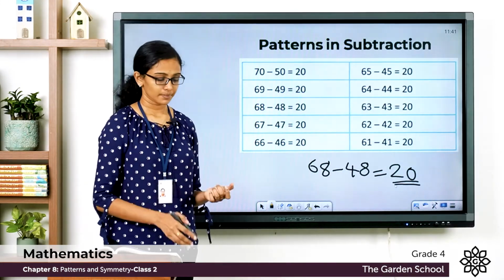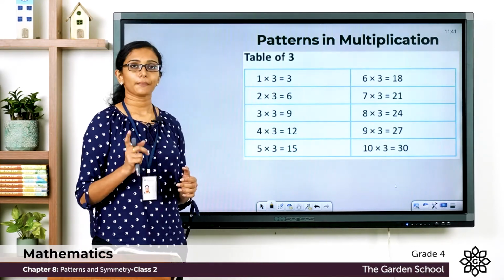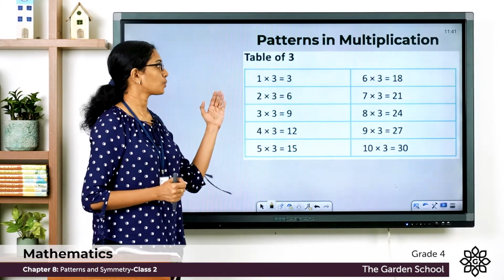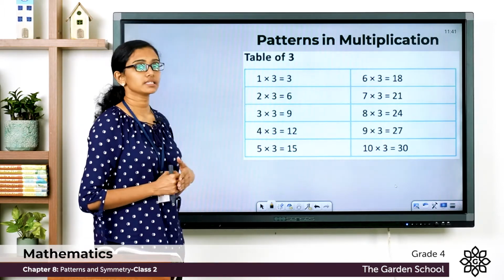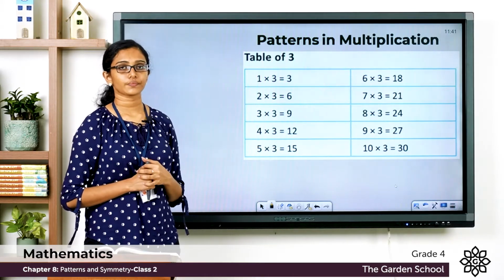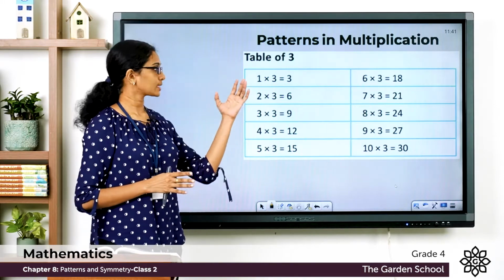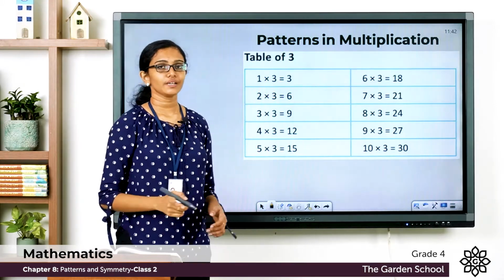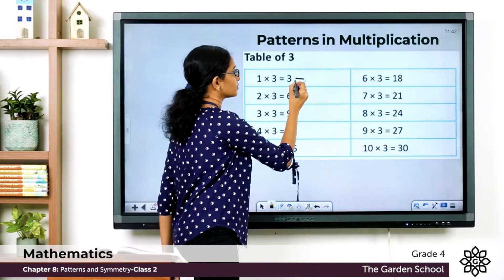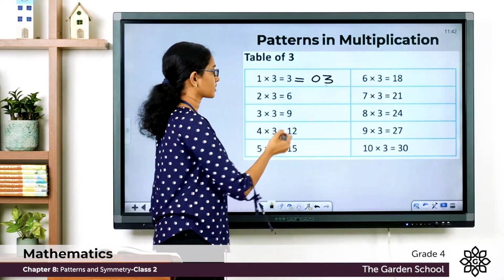Now let's see some patterns in multiplication. Here you can see the multiplication table of 3. 1 3 is 3, 2 3s are 6, 3 3s are 9, 4 3s are 12, and it goes on like that. See, can you observe any kind of pattern in the multiples?